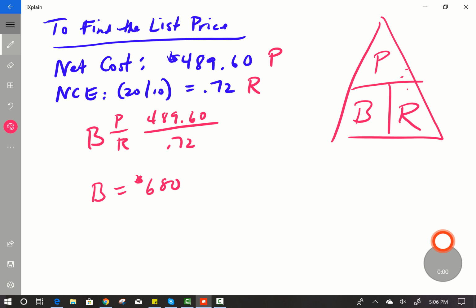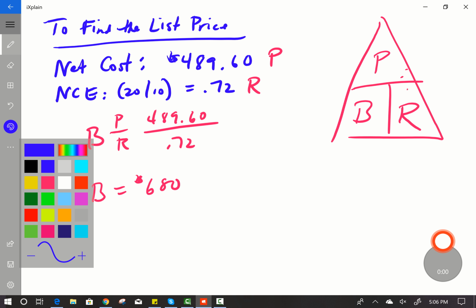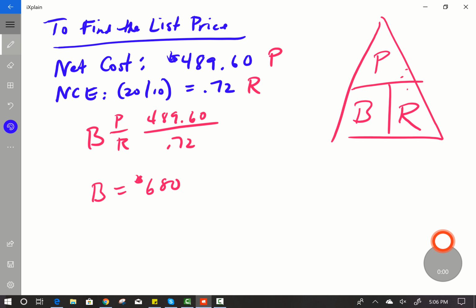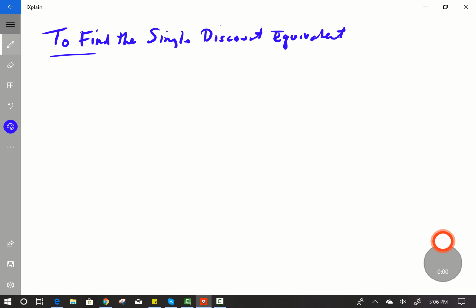Okay, then let's go ahead and move forward to find the single discount equivalent. I told you earlier I would show you why you do not add the discounts in the chain together. This will give you, I think, the biggest compelling reason. So we're going to find the single discount equivalent. Your answer will end with a percent sign.